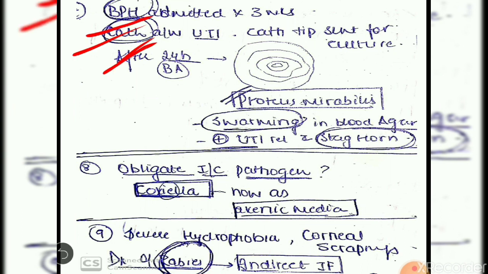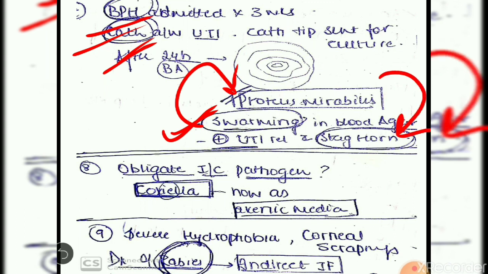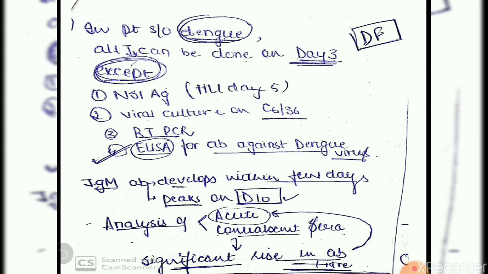The next question that we have, a patient coming to you with a benign prostate hypertrophy. The catheter was put and after 24 hours blood culture was done, and you saw a swarming motility, which makes the diagnosis of Proteus mirabilis, and the potential question is a staghorn stone. Obligate intracellular parasite, we have already talked, Coxiella, which goes in an axenic media. And then a patient brought to you with severe hydrophobia, it is rabies, and for this the diagnosis is indirect immunofluorescence.